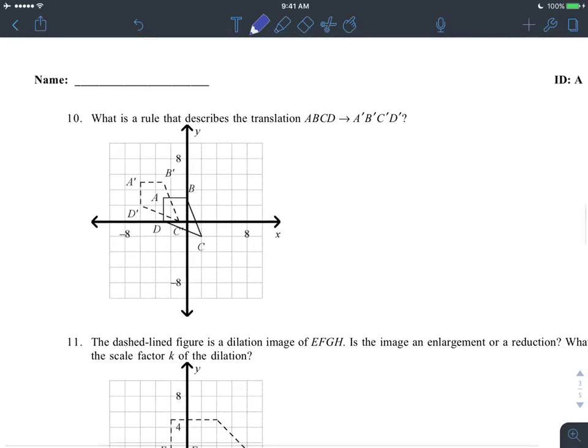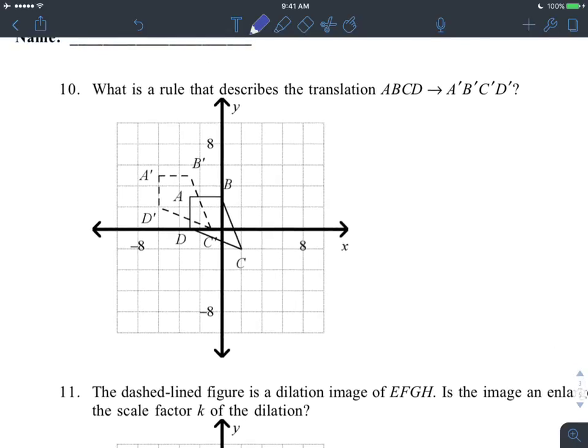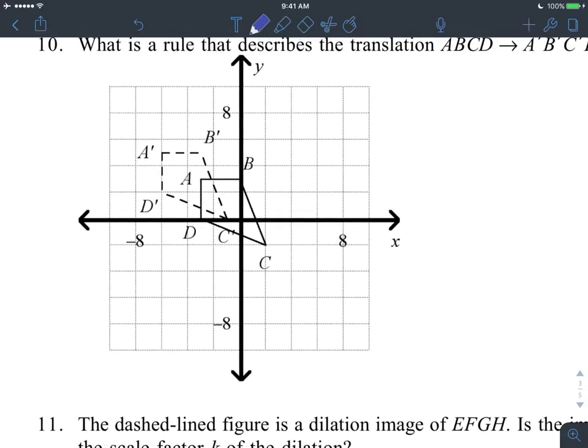Okay. What is the rule that describes the translation from ABCD to A'B'C'D'? So let's look. It looks like it just moved. It stayed the same shape. It just moved down. So in this one, make it a little bit bigger. So they counted by 2s. So this is 8, 6, 4, and 2.